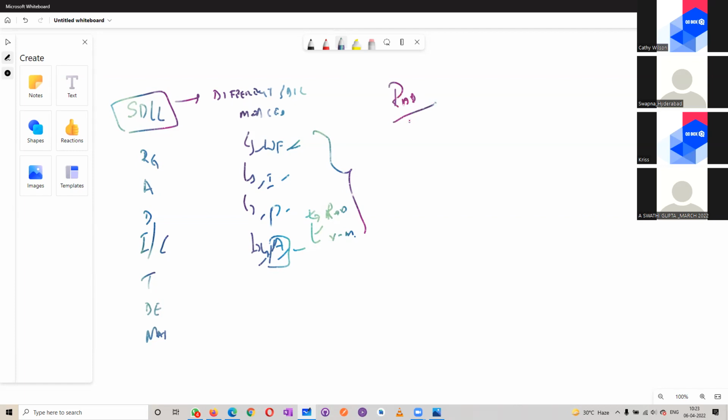RAD means rapid application development. The name itself says rapid. What do we mean by rapid? For example, during COVID we talked about the rapid test. Rapid means fast, very quickly. We want to make it very quick. So when we want to do this RAD model, now what?